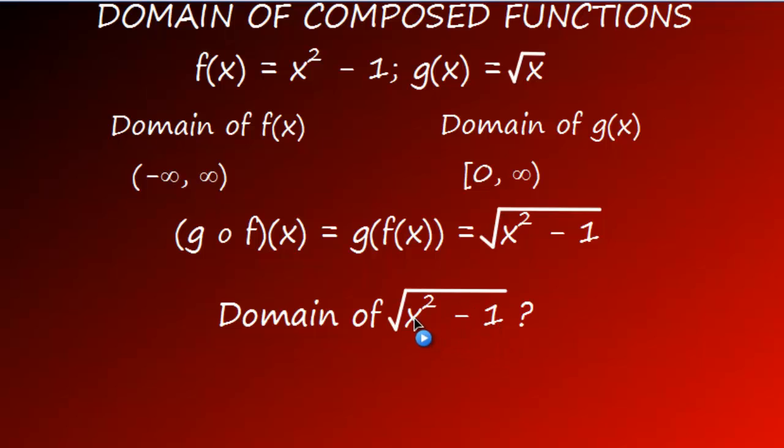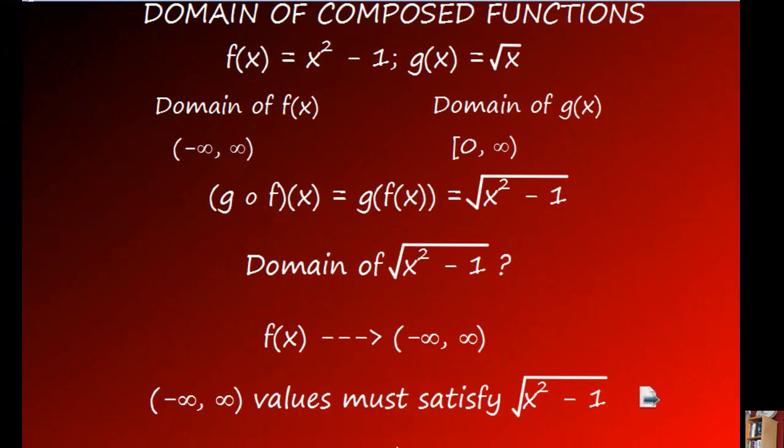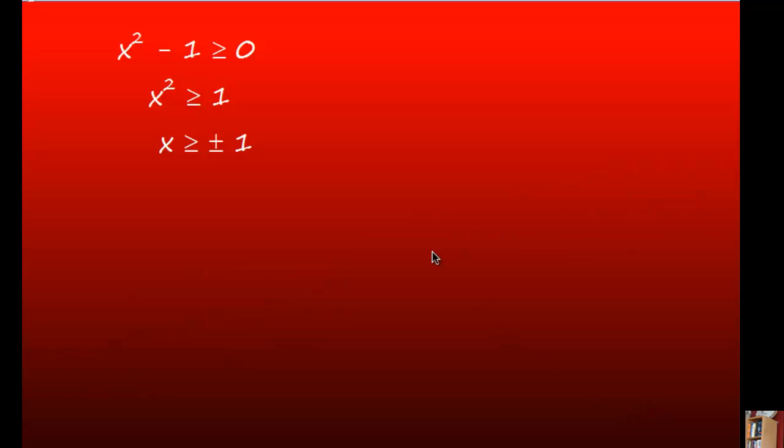Well, this new function has some restrictions because it has a square root symbol and it has a radicand. So there are going to be restrictions created by this new function that are going to place restrictions on the original domain of all real numbers. So we're going to need to determine of these real numbers which ones would satisfy this x squared minus 1, or the square root of x squared minus 1. So we go ahead and we set our radicand greater than or equal to 0.